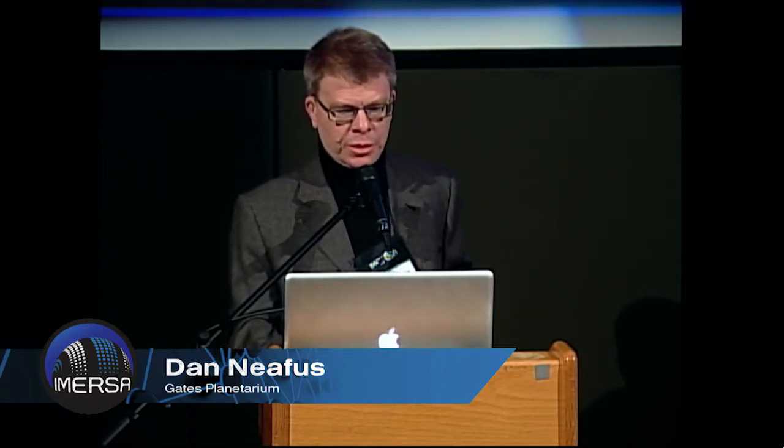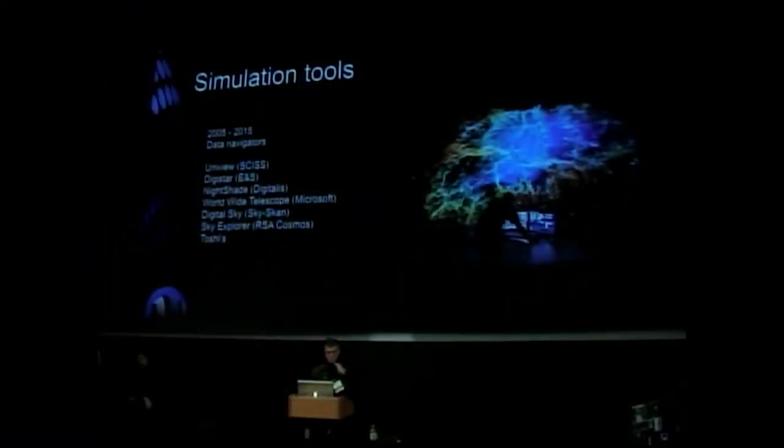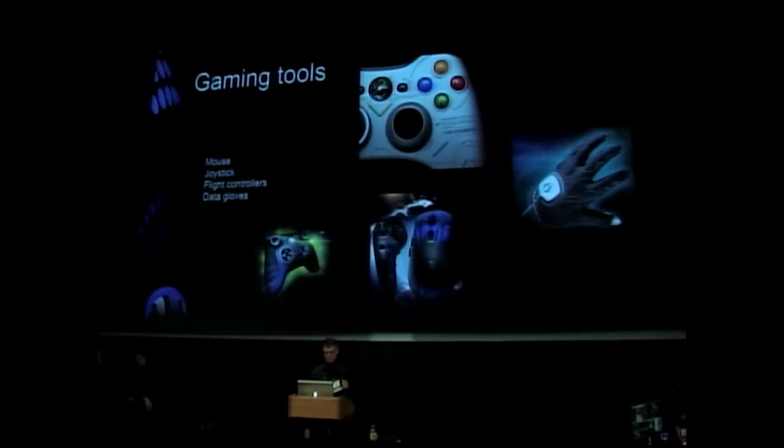Let's see, simulation things, a few shots from Denver, that wall of computers that I had to retire a while back. That was a very expensive pile of iron that went out the door. A few of the software packages, here is that list: Digistar from E&S, which we'll see in a little bit, UniView from SCISS, another one from Digitalis that is technically a free version, and WorldWide Telescope, which is also free. Digital Sky, Sky Explorer, RSA Cosmos, and I didn't type in the full name of your wonderful software that you can talk about more. The other one is this delightful overlap for interface, for the haptic, for people interacting with the real time of the gaming tools.